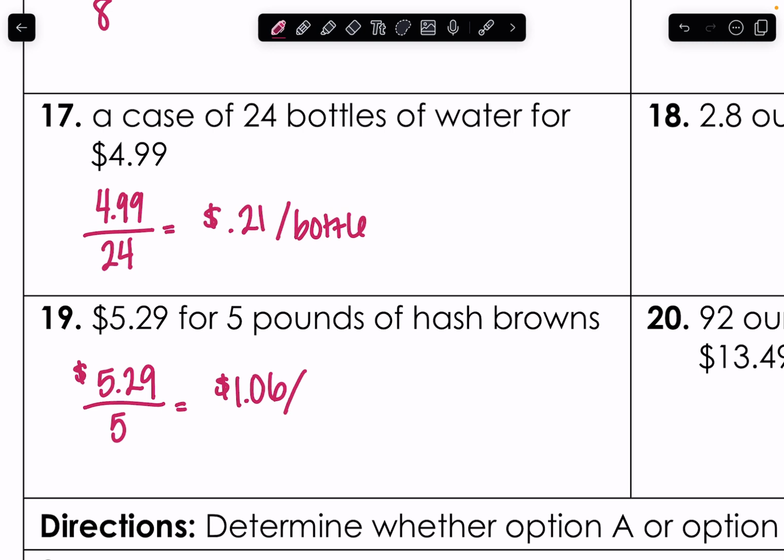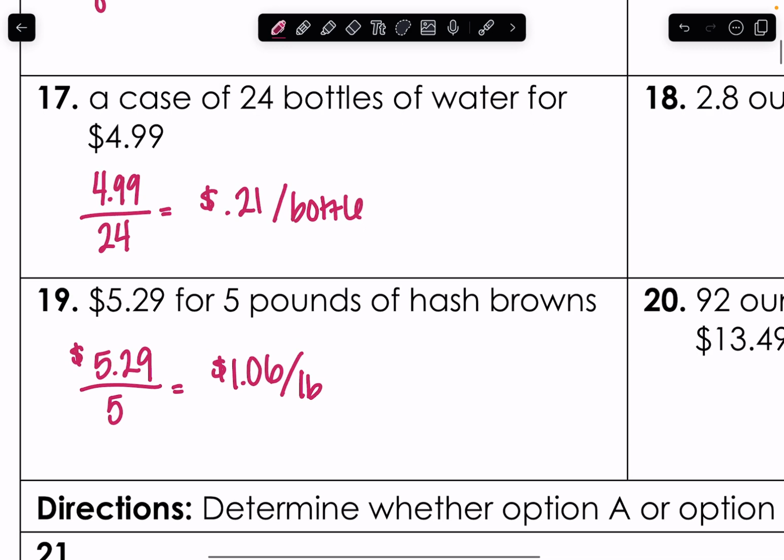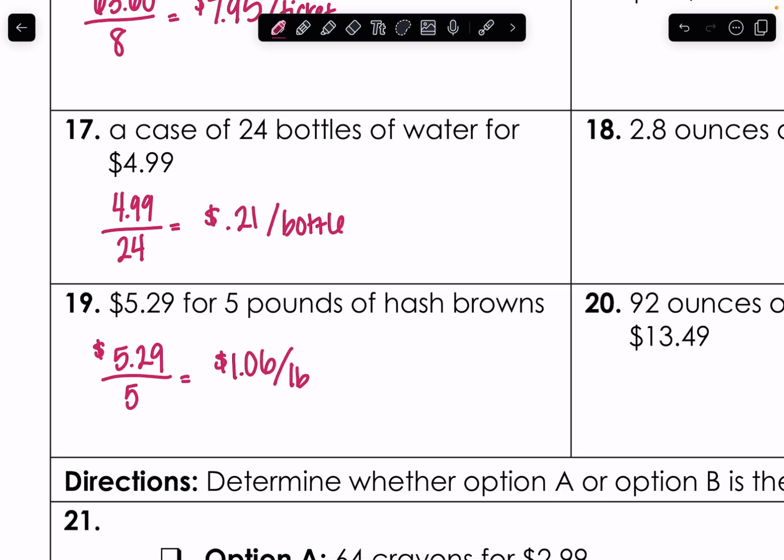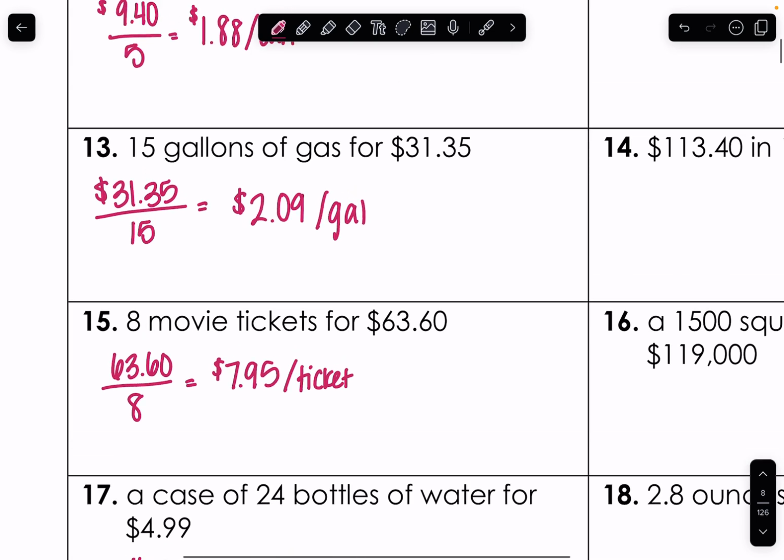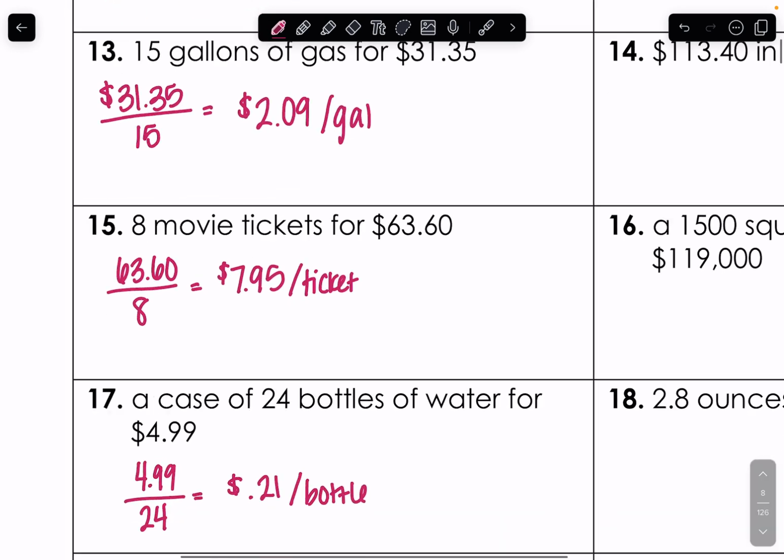And does anyone know how we abbreviate pound? What 2 letters? Good. LB. Good. LB is pound. Okay? So again, we're just dividing. Price is first, even if it's not in the right order, like how 13 and 15 was. Even if it's not in the right order, you still put price first, because I want to know how much is the price per item. So that's the order that I want to go.